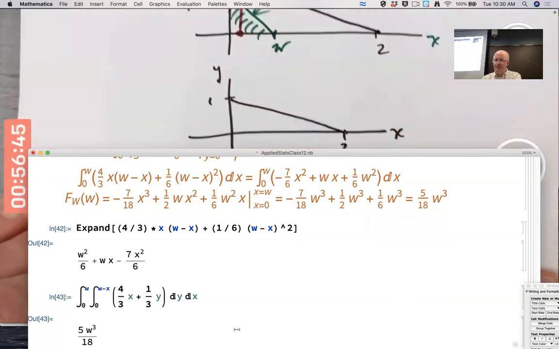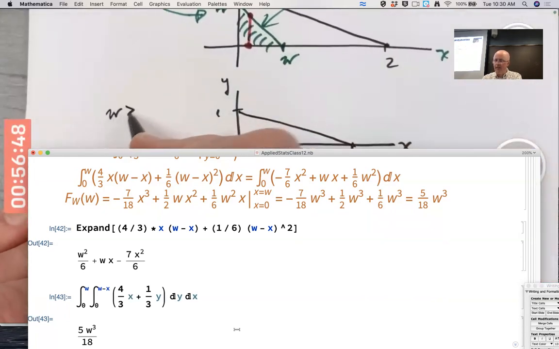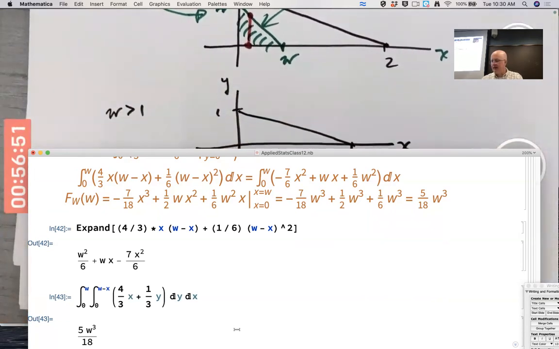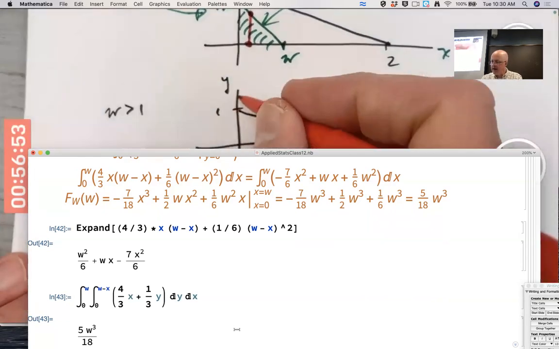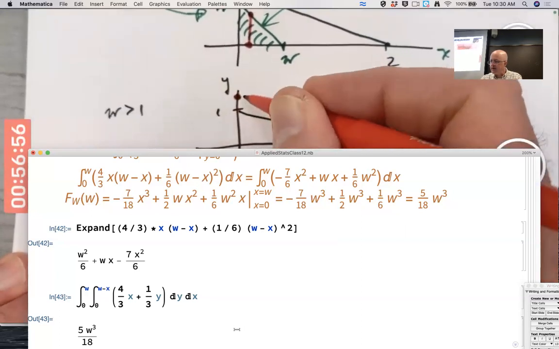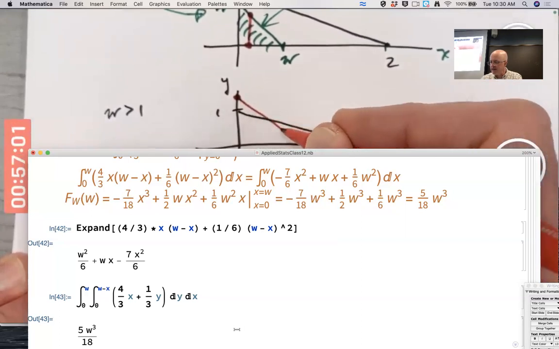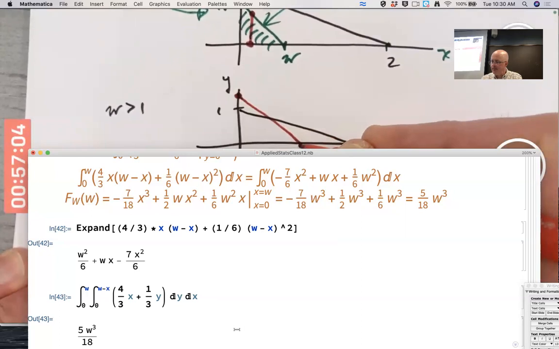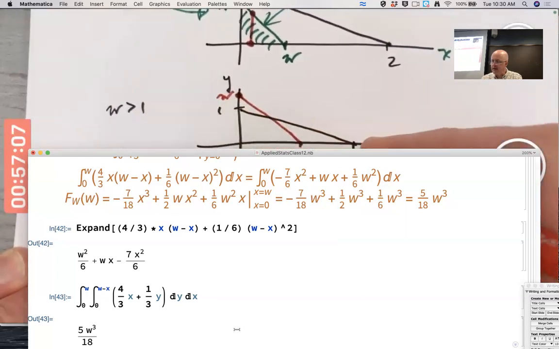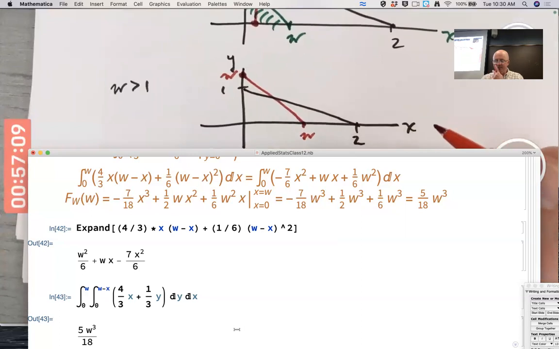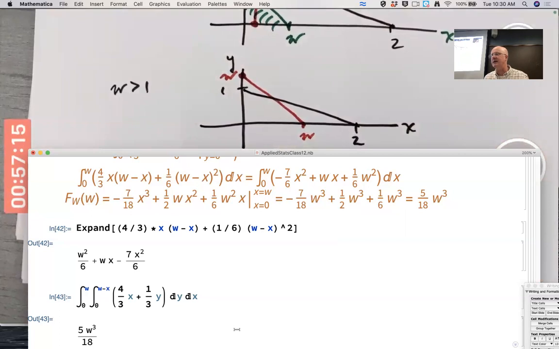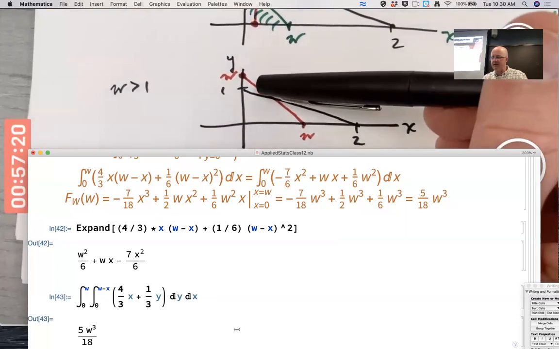If W is bigger than 1, a little bit bigger than 1, what does the new triangle look like? Well, the triangle where x plus y is less than or equal to W looks like this. That's W there. This is still W here. But that triangle is not the domain of integration. Well, you could call it the domain of integration. However, the joint PDF is 0 up there because you'd be outside of the black triangle.